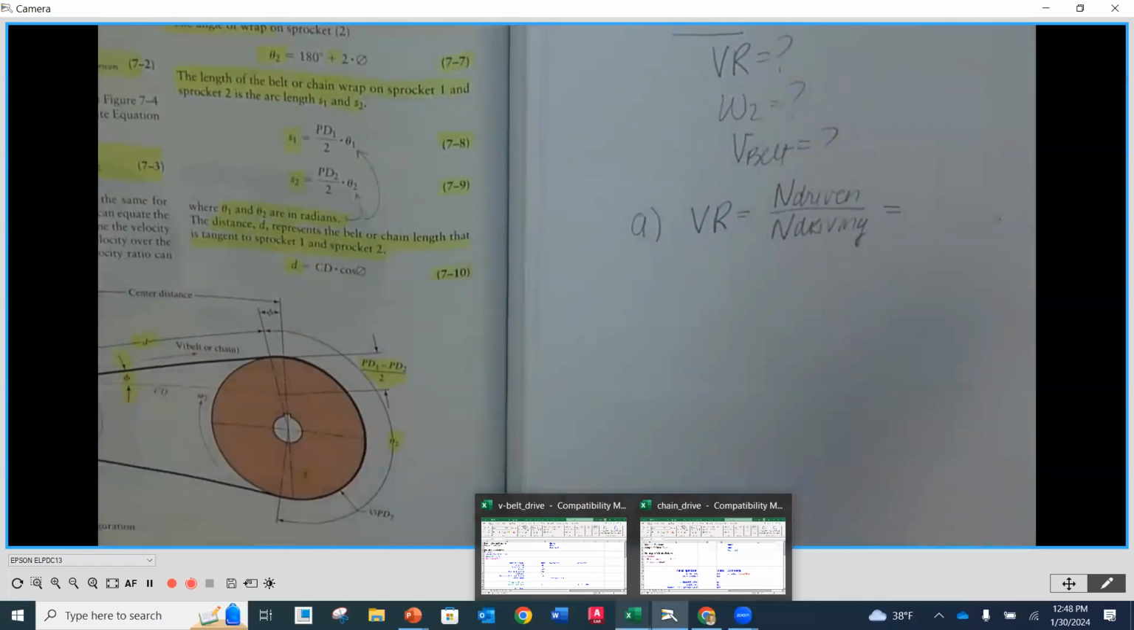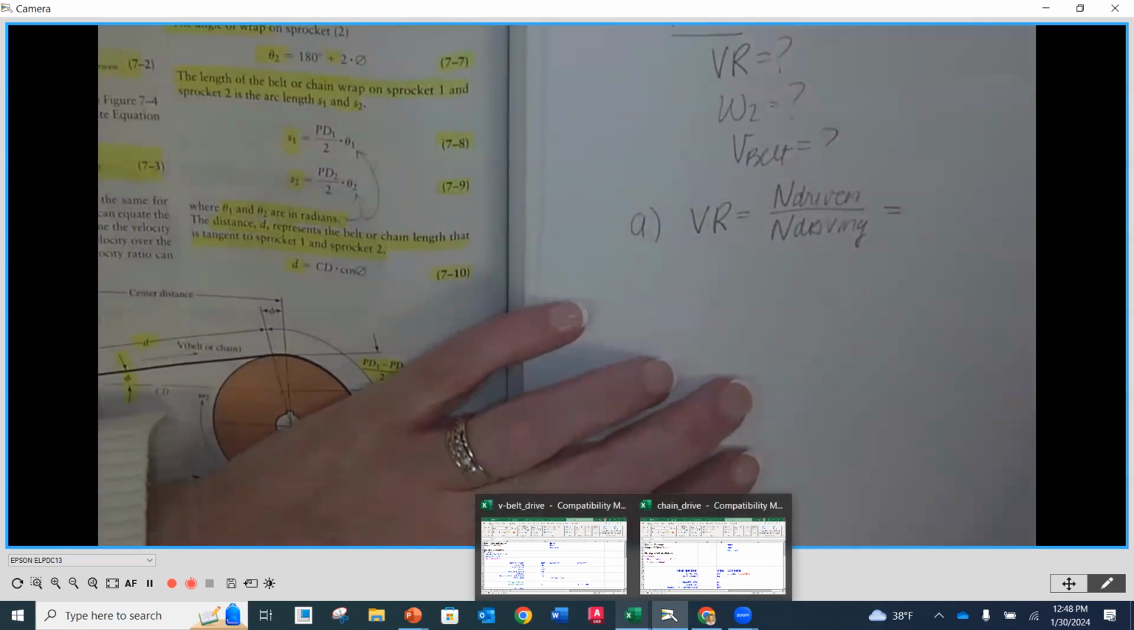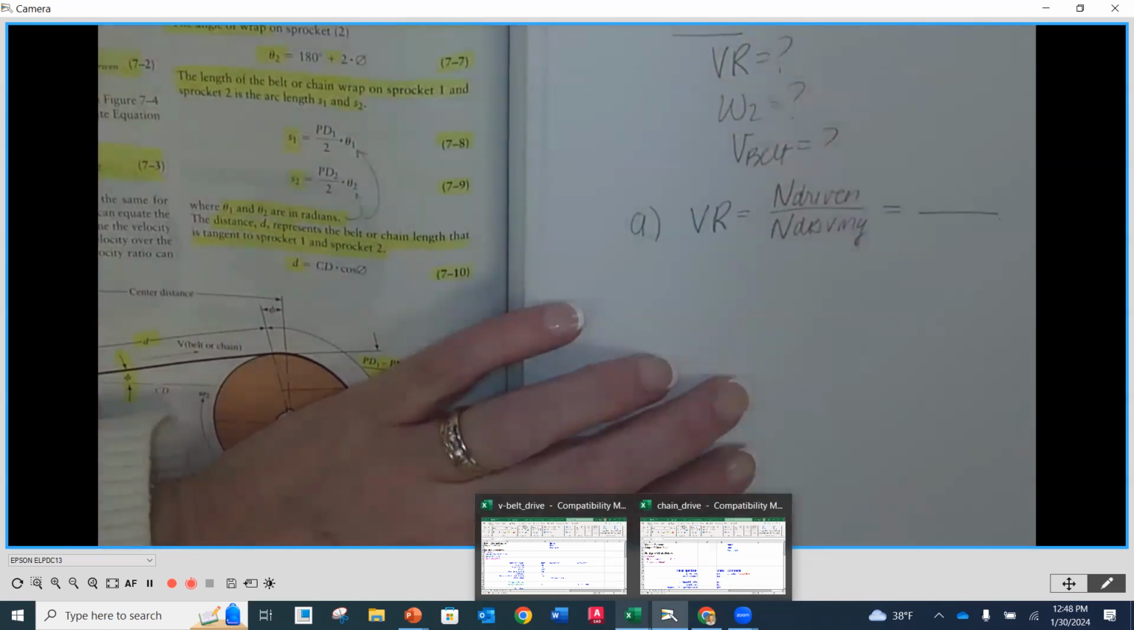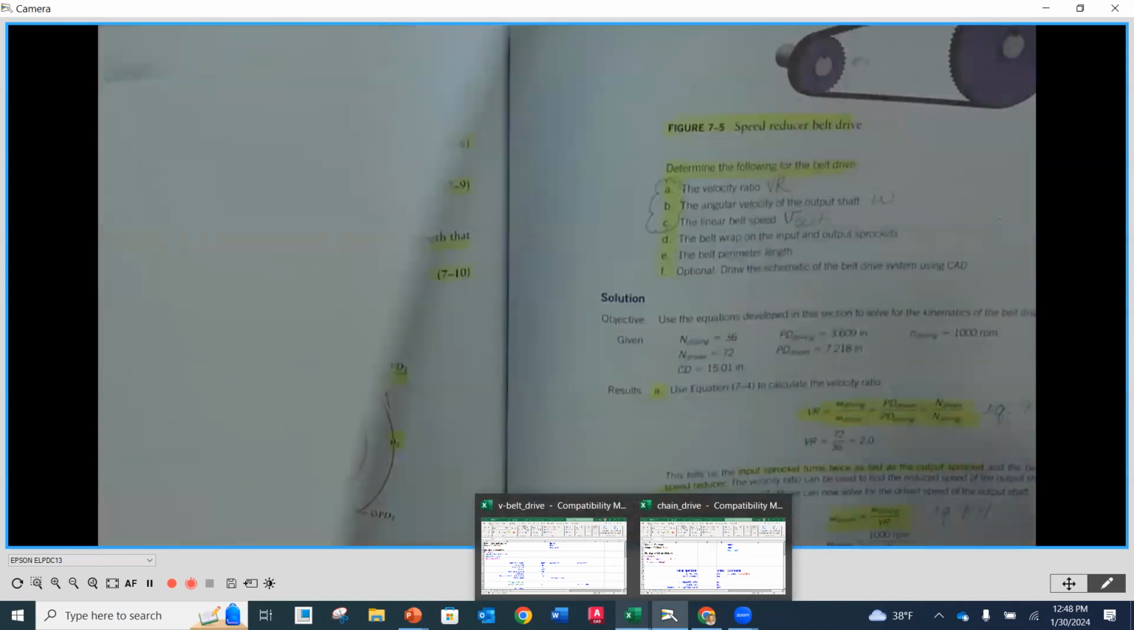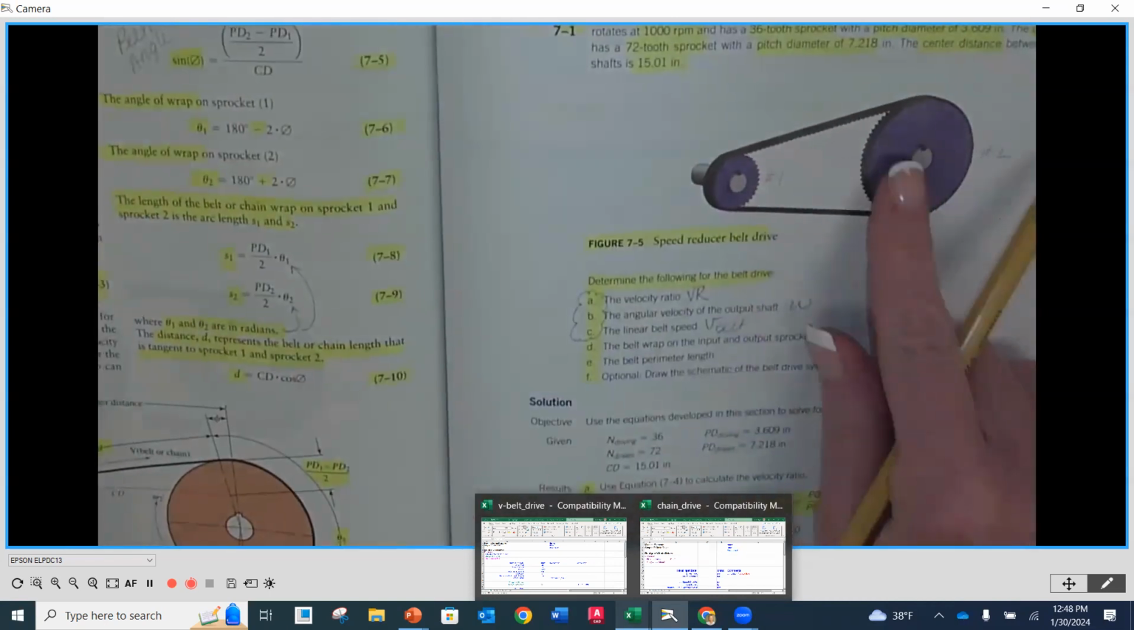Now, driven, driving. How can I remember the difference between the two? They sound very similar. Driving is going to be high speed. It's the driver sometimes referred to. Okay. Driven is the one that's accepting it, right? It's getting driven by. So that'll be usually your lower speed. Okay. When it's a speed reducer. So that means that the number of teeth on our driven is going to be the larger sprocket, right?